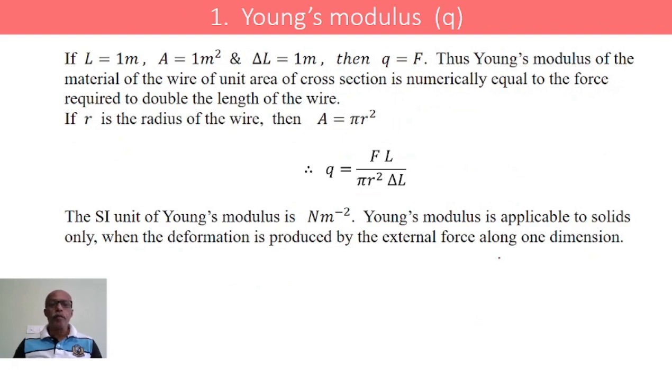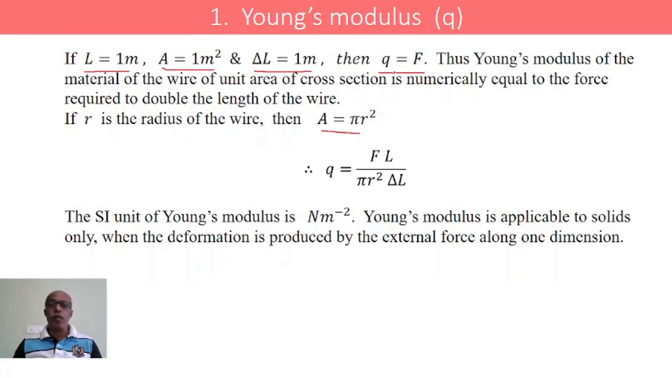Or if A is equal to pi r square, where r is the radius of the wire, then Q becomes equal to FL by pi r square into delta L. In the above expression, if we take L equal to 1 meter, A equal to 1 meter square, and also delta L equal to 1 meter, then Q will become equal to F.